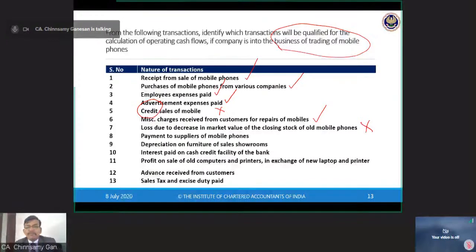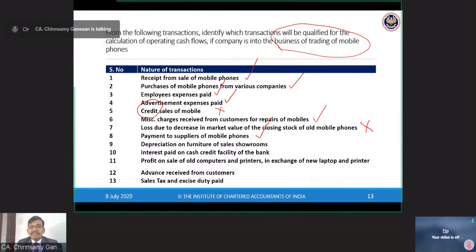Payment to suppliers of mobile phones: yes. For the purchases, I might have made credit purchases also. This is directly cash purchases, and this is directly cash sales. When I say it is a payment to the suppliers, where I have made credit purchases, I will be repaying it. So this is a cash outflow relating to operating cash flows.